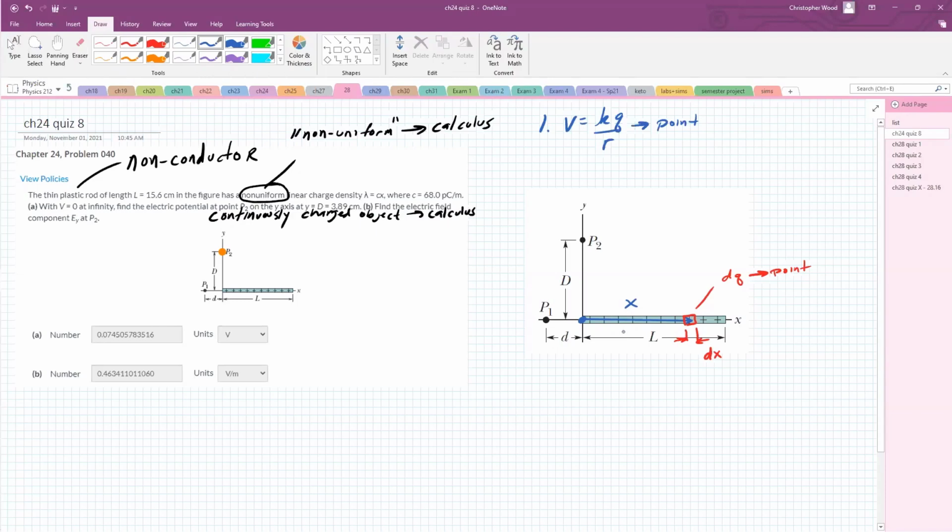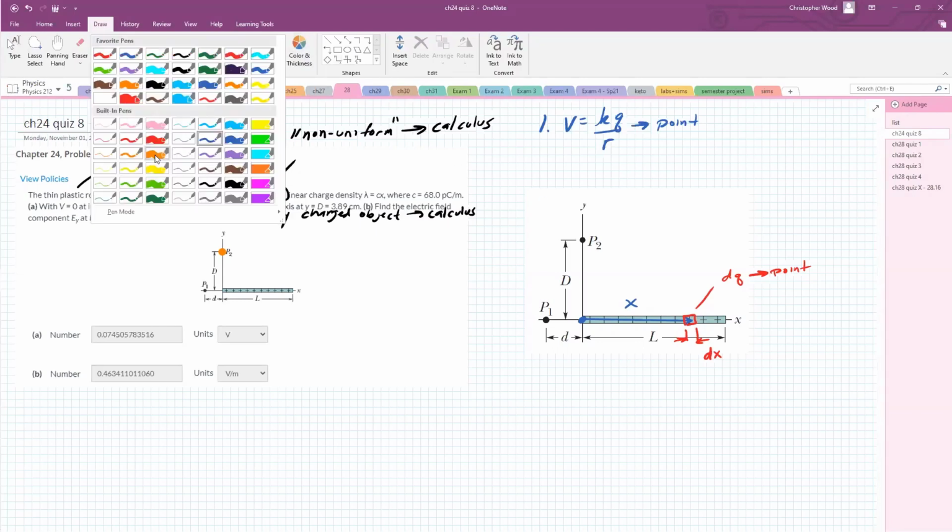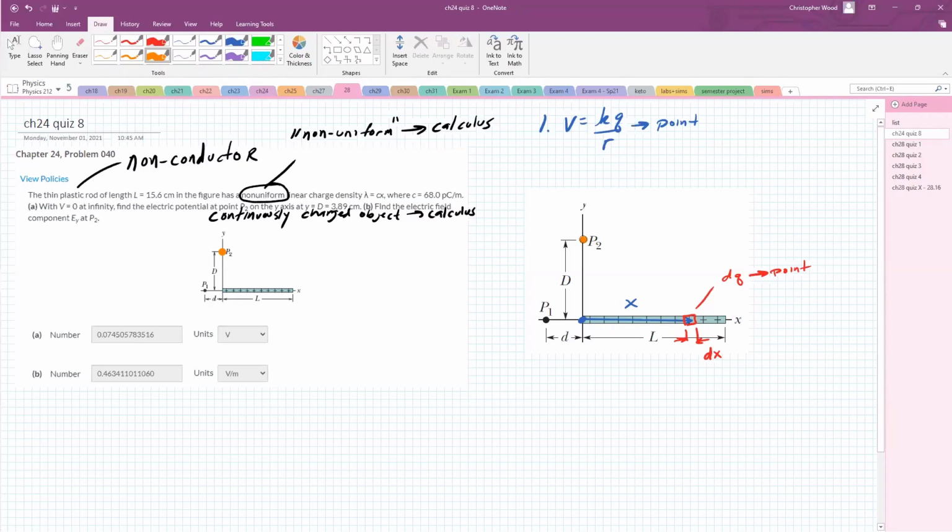This is 0, 0. Okay, so there's my whole calculus setup. Well, that's not my whole calculus setup. How far away is Probert? Probert, once again, is standing right here, at point P2. How far away is Probert from my point charge? Here's how far away Probert is from the point charge. There's the distance between Probert and the source charge.